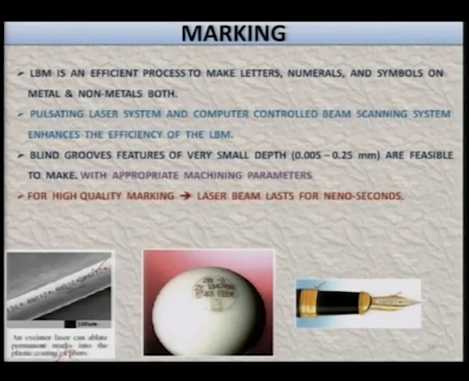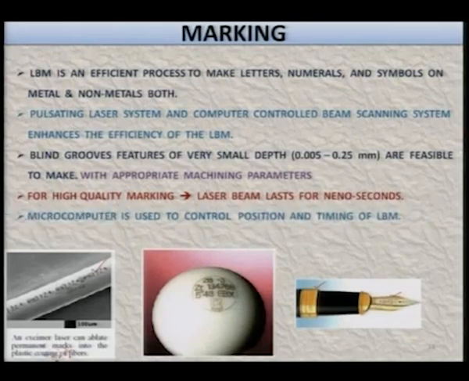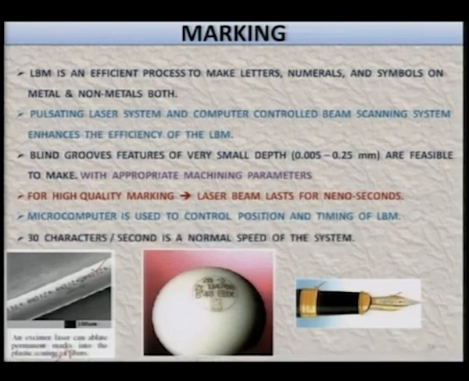For high quality marking, the laser beam lasts for nanoseconds at a particular point. That is why in a few seconds or fractions of seconds you can machine these letters, or you can do the marking. A microcomputer is used to control the position and timing of the laser beam, and normally this must have been enhanced further. 30 characters per second is a normal speed of the LBM system as far as marking is concerned.